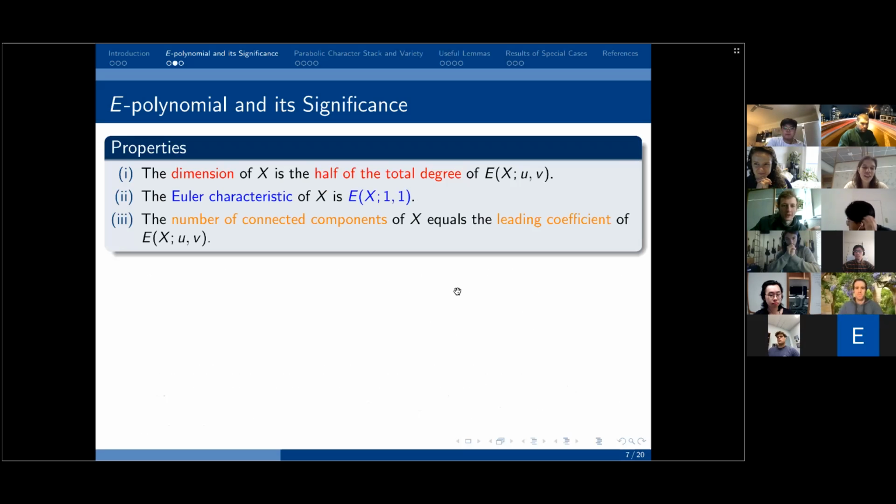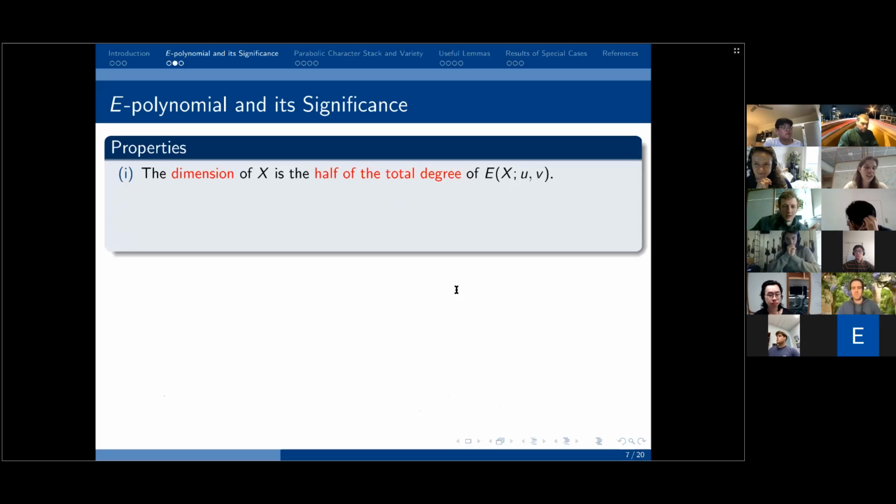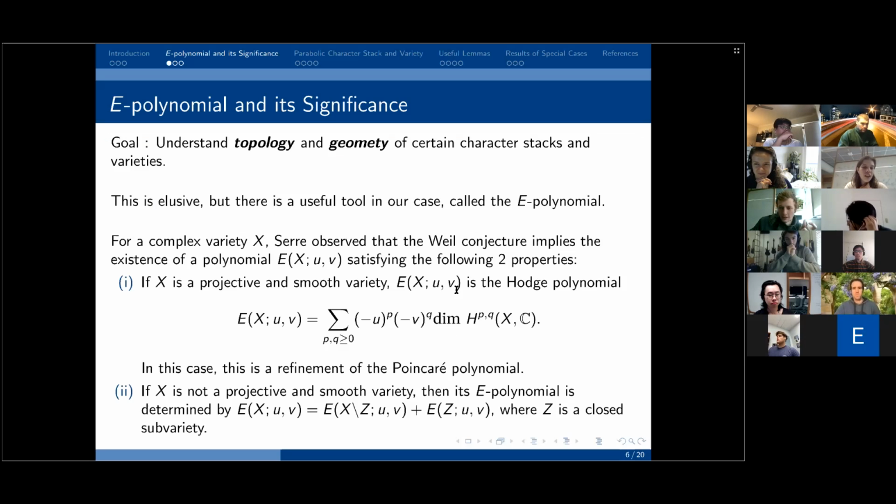I think the Euler characteristic is the alternating sum of the Betti numbers, right? So if you put in 1, 1 for U and V, you can see that it's going to be an alternating sum of the Betti numbers. Yes, right. I think that just comes from the definition.